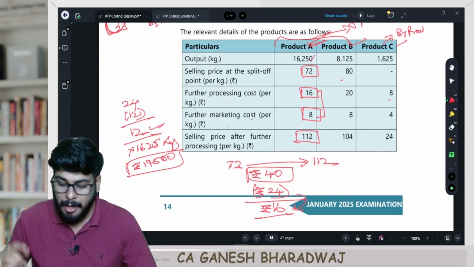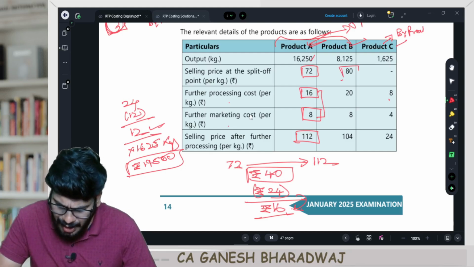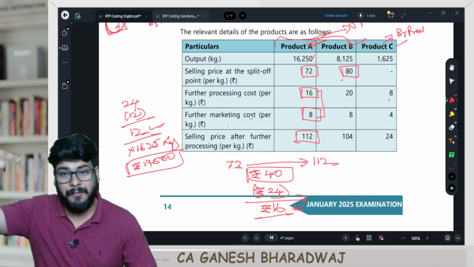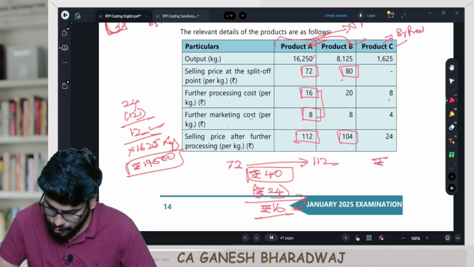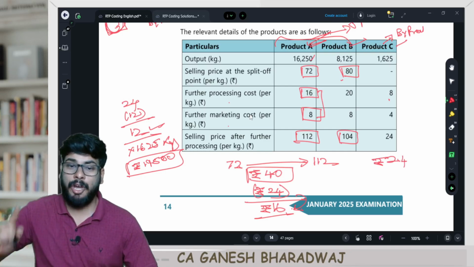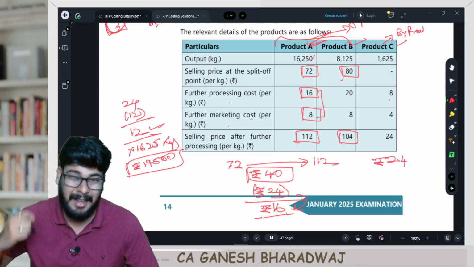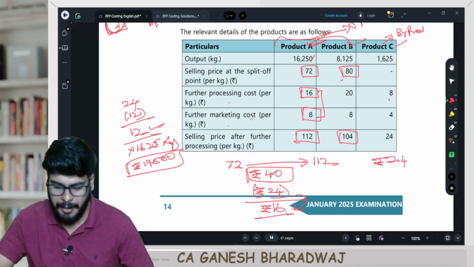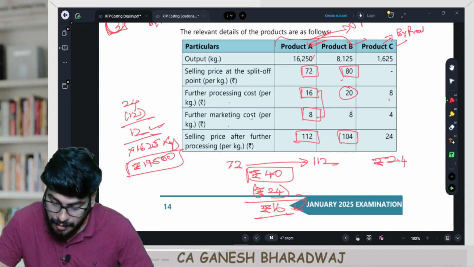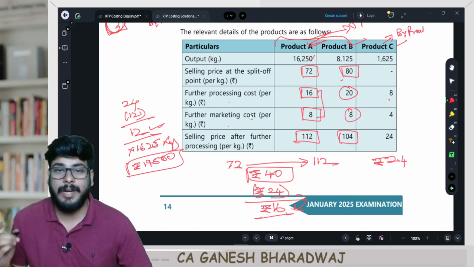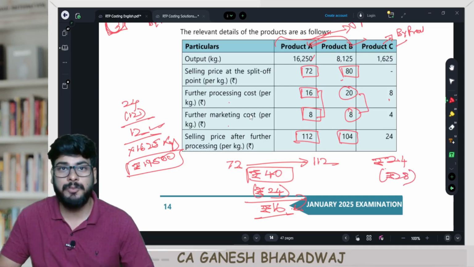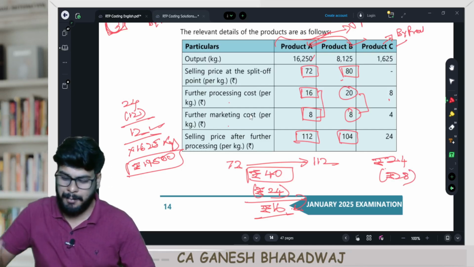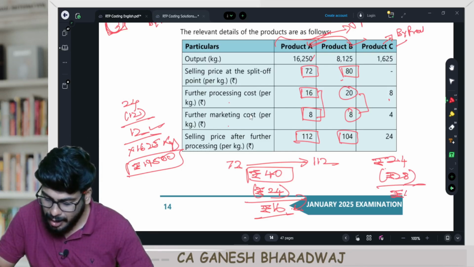that's going to be your extra total profit. For product B, if you see, if I sell it right now, I get 80 rupees. If I further process and sell it, I'll be getting 104 rupees. So what is the incremental revenue that you get? 24 rupees. For you to earn this extra revenue of 24 rupees, how much should you spend? 20 rupees further processing cost, for 8 rupees further marketing cost. So 20 plus 8, you need to incur a total of how much? You need to incur a total of 28 rupees, which means for product B, if you further process, for every unit you are further processing and selling, you are incurring a loss of 4 rupees.